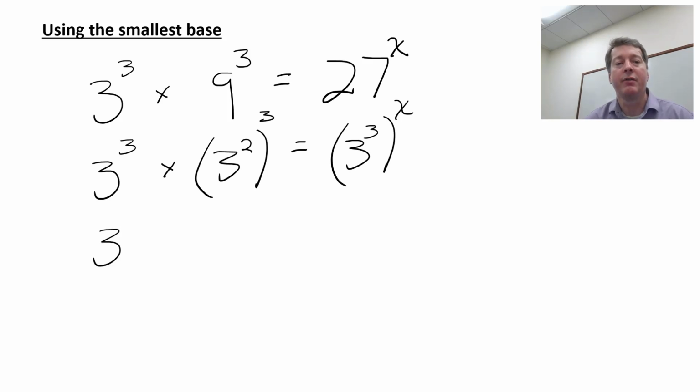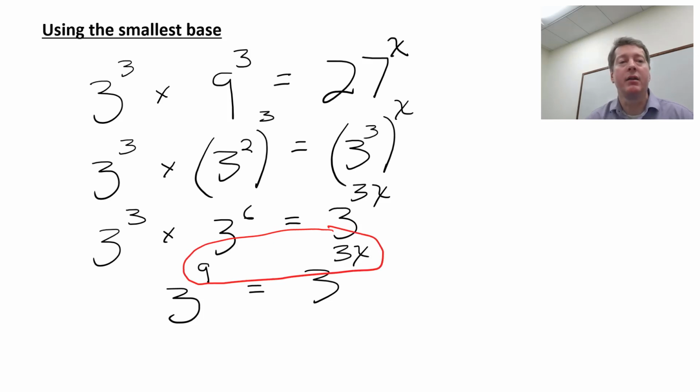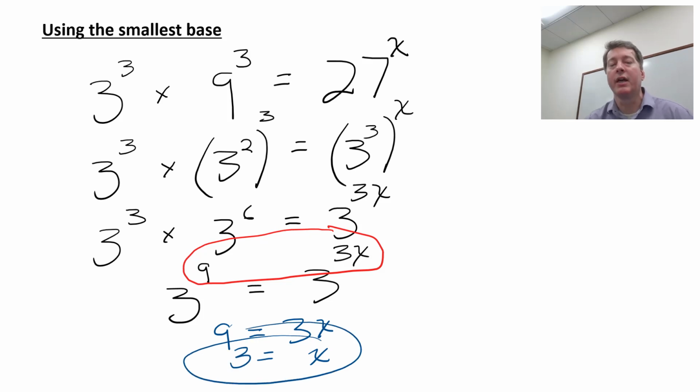So what do I have here? I have 3 cubed times 3 to the 6th equals 3 to the 3x. On the left, 3 cubed times 3 to the 6th is 3 to the 9th. So 3 to the 9th is equal to 3 to the 3x. Well, if that's the case, then 3x has to equal 9. So 9 is equal to 3x. I divide both sides by 3. x is equal to 3. So sometimes you can actually solve for a variable by taking numbers and reducing them down to the smallest base.